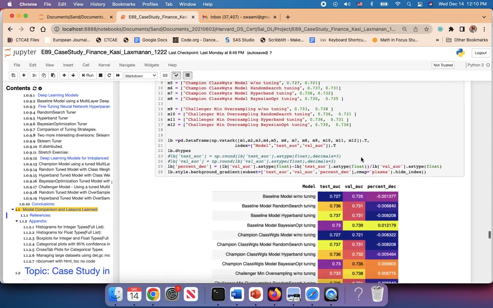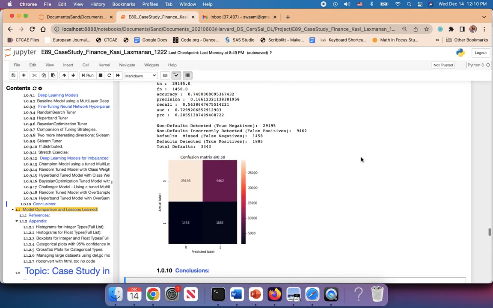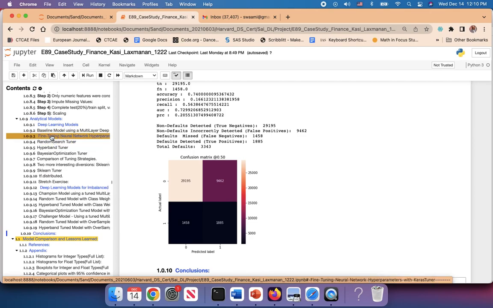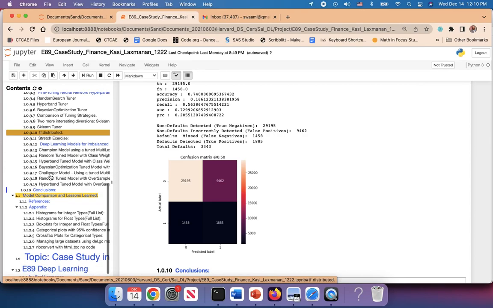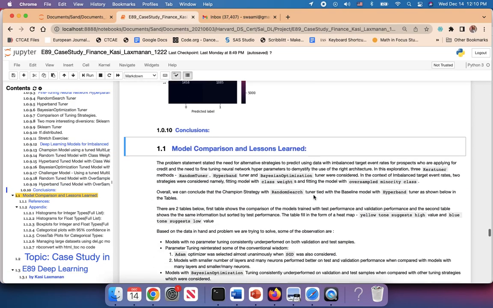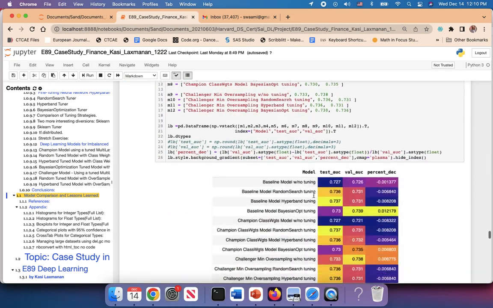So let's conclude with a quick recall on some of the stuff that we talked about. We talked about fine-tuning the models with different tuner strategies: random search, hyperband, Bayesian, and then the sklearn tuner and tf.distributed. We also talked about the two strategies that we used for imbalanced data: class weights, and then oversampling the minority class. Hopefully you enjoyed this presentation.